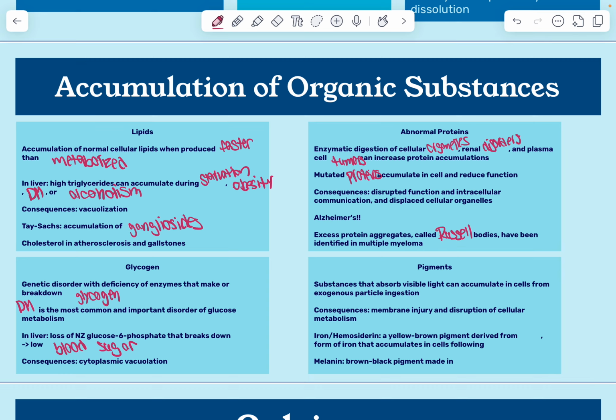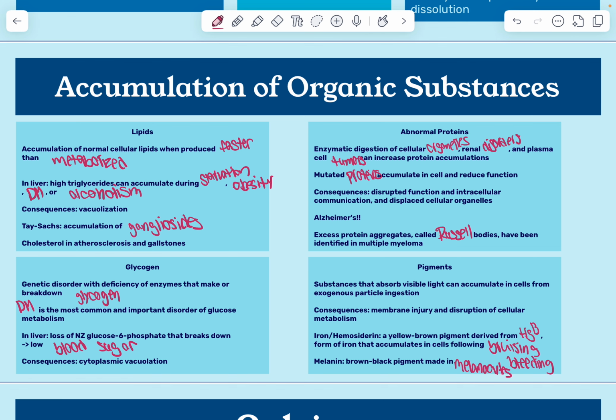So the last organic substance I'm going to go over is pigments, and these are substances that absorb visible light that can accumulate in cells from exogenous particle ingestion. So the consequences of this are going to be membrane injury and disruption of cellular metabolism. And then two of the most common pigments are iron, which is a yellow-brown pigment derived from hemoglobin. And a lot of the time this can accumulate following bruising and hemorrhaging. So pretty much just bruising and bleeding. And then melanin is another pigment, and it is made in our melanocytes.